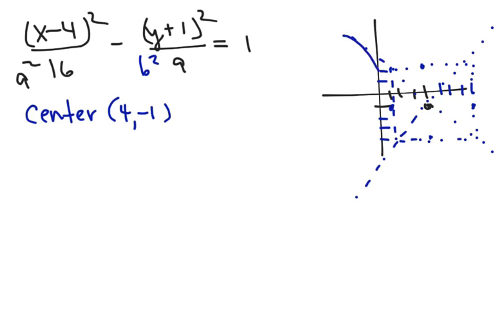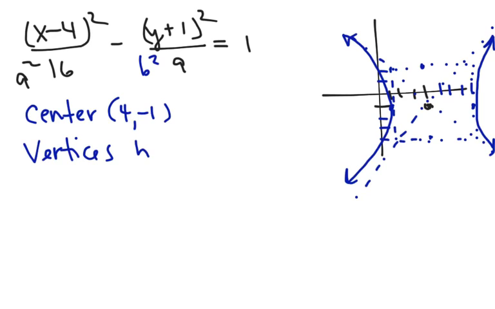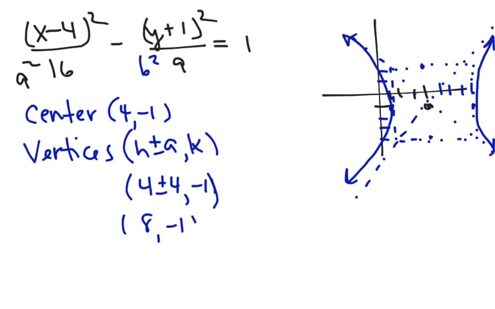So I know that the hyperbola looks like this. The other side's going to be a little bit harder because I'm running off my screen, but that's what it looks like. The vertices are going to be at h plus or minus a, comma k. So they're going to be at 4 plus or minus 4, comma negative 1. Well, does it look like my vertices are at 8, negative 1 and 0, negative 1?